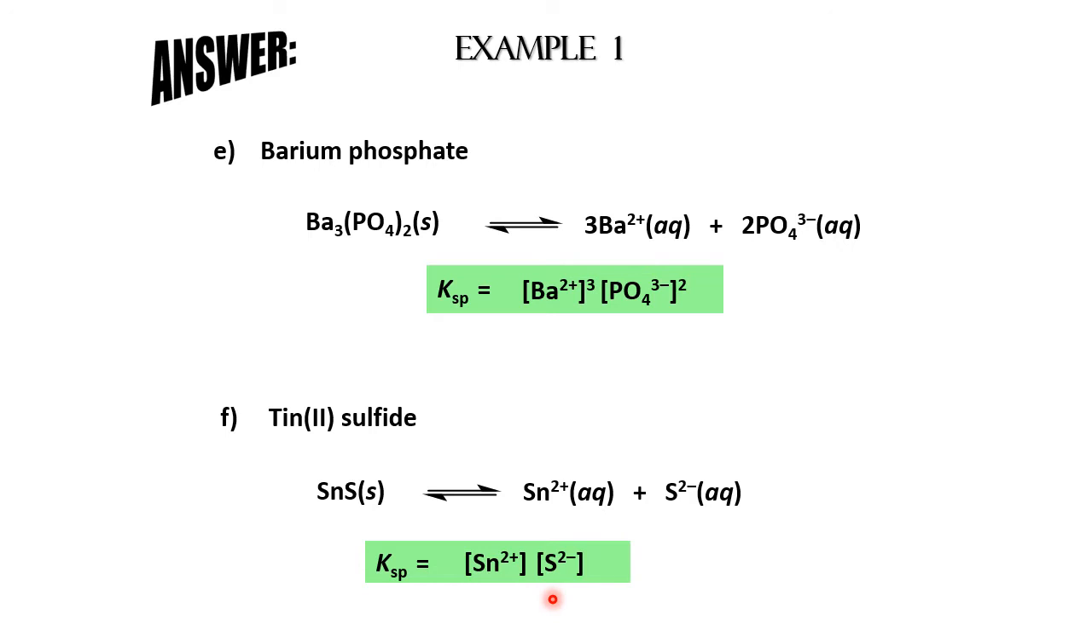So after you try these six salts, you must know the charge of the cation and anion in order to produce the correct number of moles, or the coefficient of the ion.